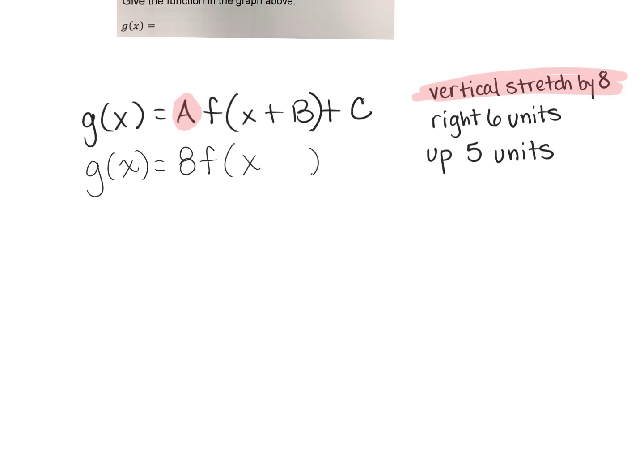So moving on to the second change. If I go right 6 units, well, if I go right, this is an inside change, and the inside change is going to make it so that I do a subtraction of 6. So b would be the number negative 6. And last but not least, we're going to have an up 5 units. So that is going to impact c, so that we will, on the very end, be adding 5.